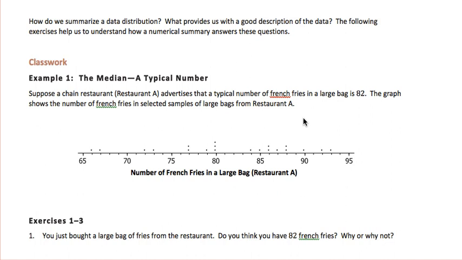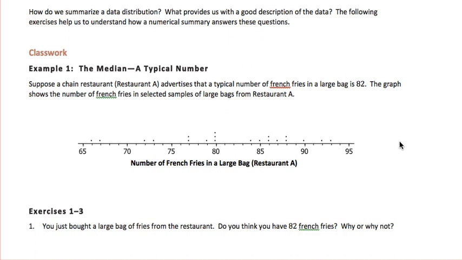In example 1, we're asking you to suppose a chain restaurant, which we'll call Restaurant A, advertises that a typical number of French fries in a large bag is 82. The graph shows the number of French fries in selected samples of large bags from Restaurant A. You just bought a large bag of fries from this restaurant. Do you think that you have 82 French fries?